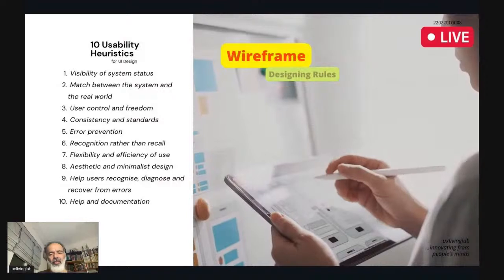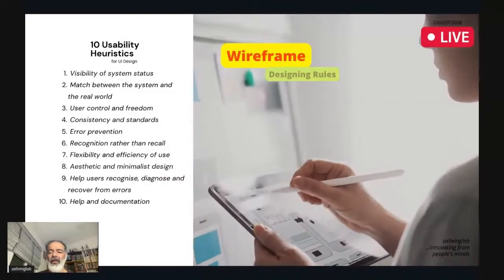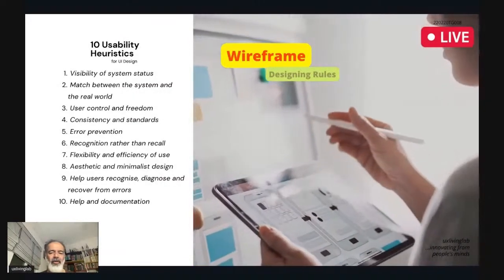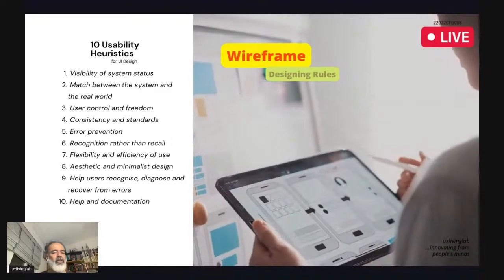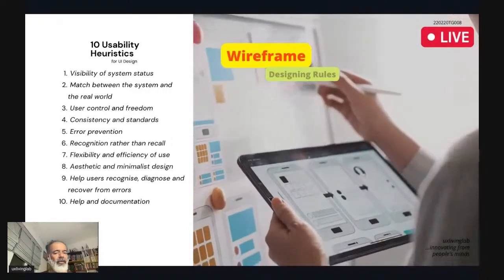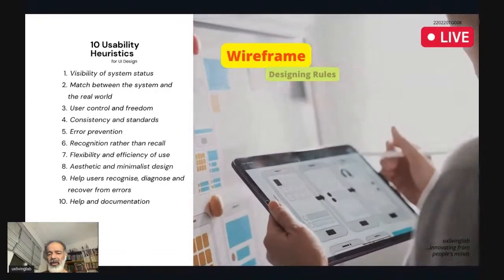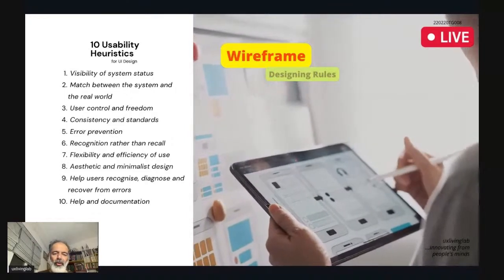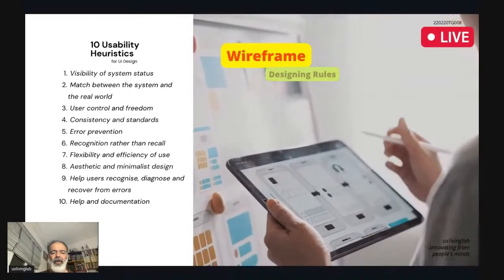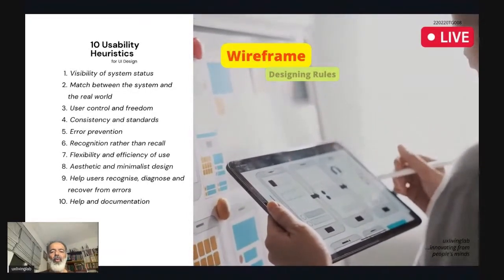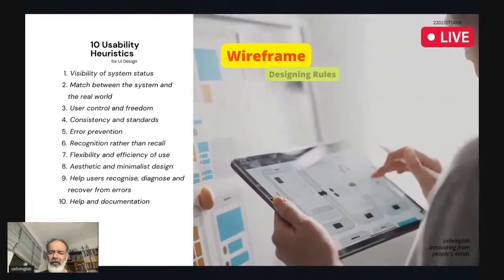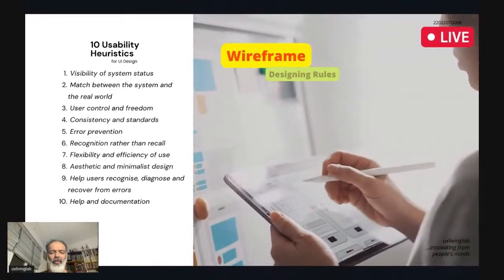Then comes designing rules. I already had a detailed presentation on designing rules. That is Jakob Nielsen's 10 usability heuristics. You can refer to that video, so I'm just briefing it here. These are the rules you have to follow while preparing the design. Especially when you start with wireframing, you have to follow these rules.